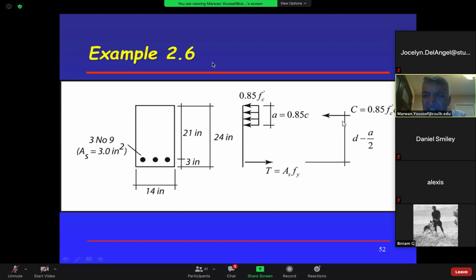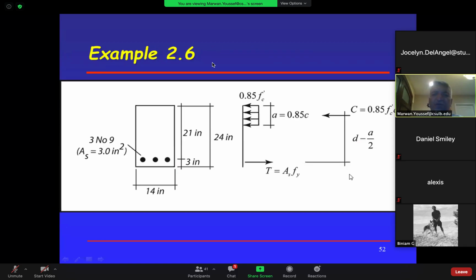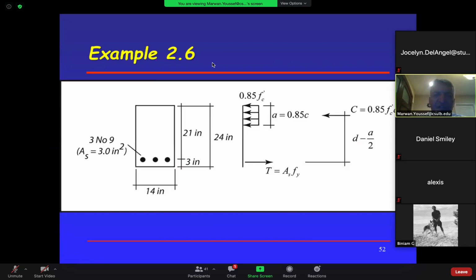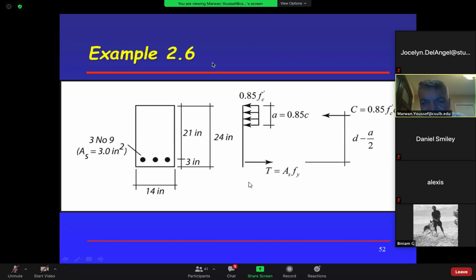Okay. So the distance we said d minus a over 2. What is C equal? 0.85 f'c a times b. We just said that right there. So now what happened? First, calculate the tensile force T and the compression force C. Now look at this. Can I calculate T?